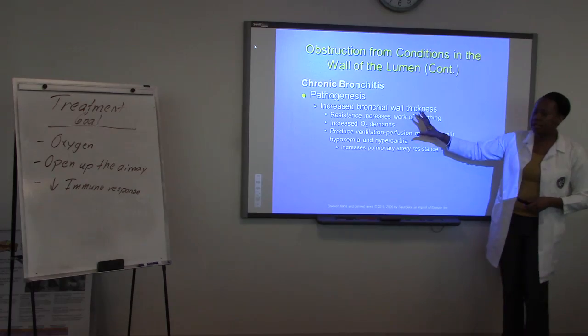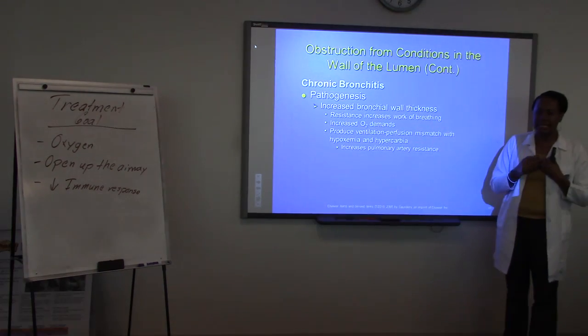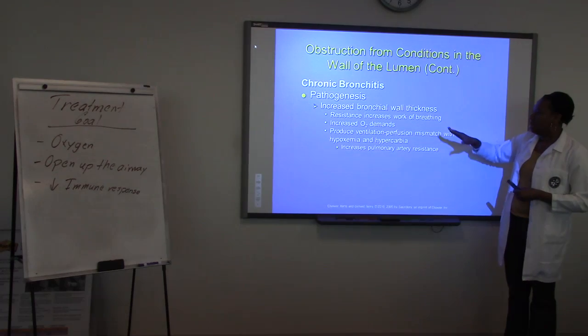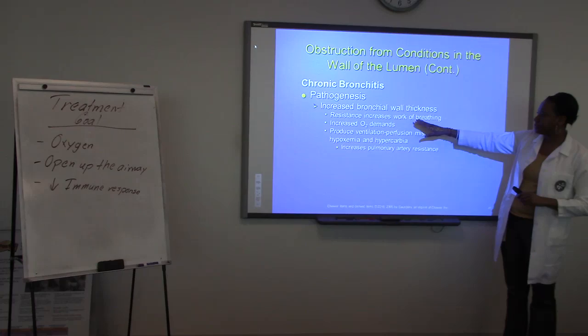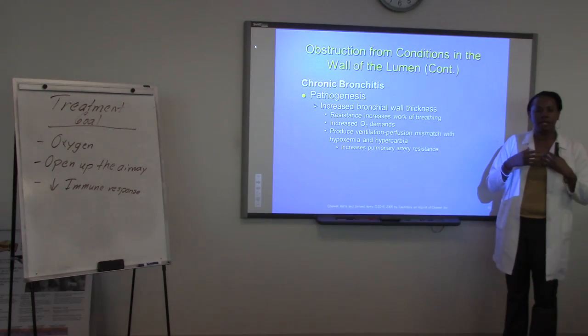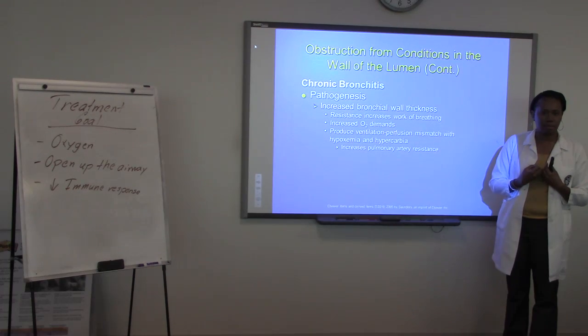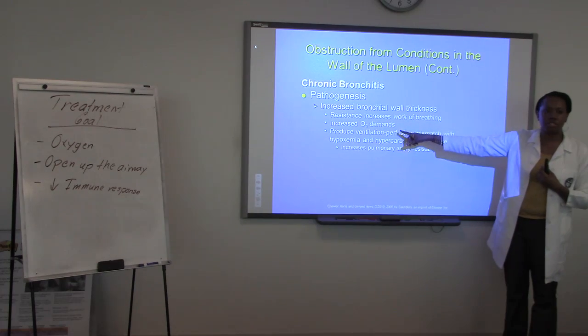So the other thing that occurs is this. They will have an increase of bronchial wall thickening, okay, which can lead to a whole bunch of issues. So it's an increase in resistance and work of breathing, meaning that these patients obviously are going to be working harder to breathe, okay, because of the obstruction, which increases the oxygen demands.